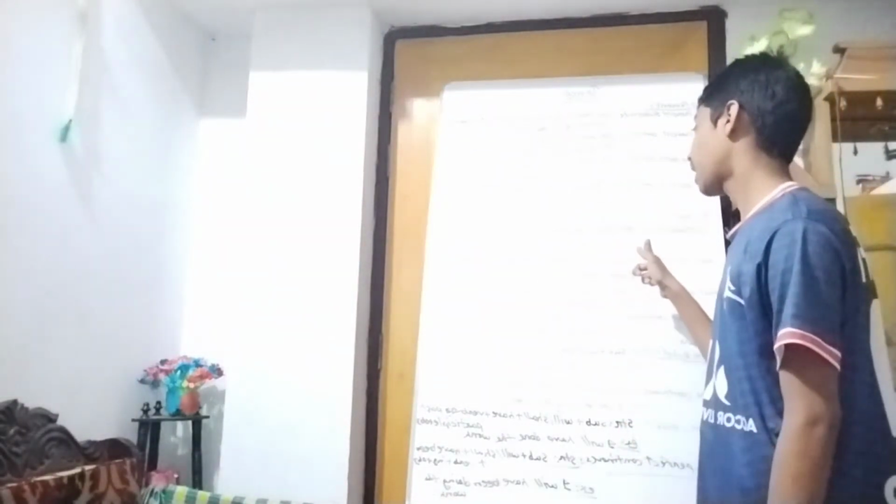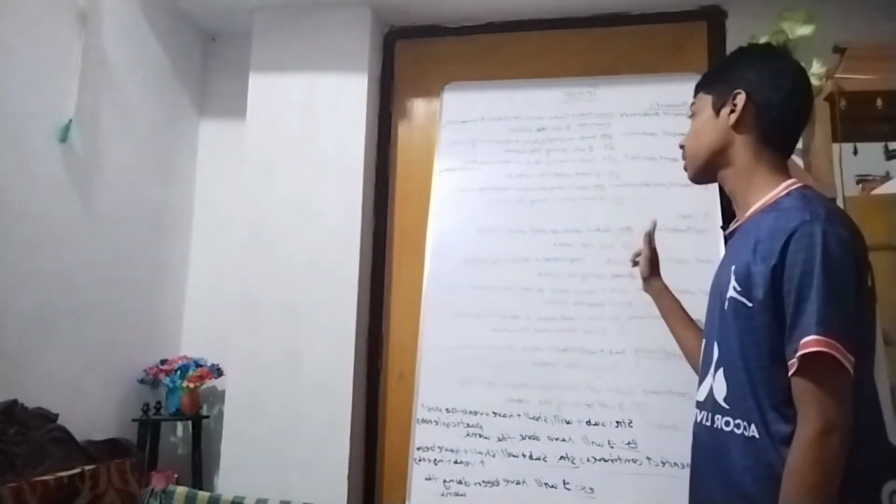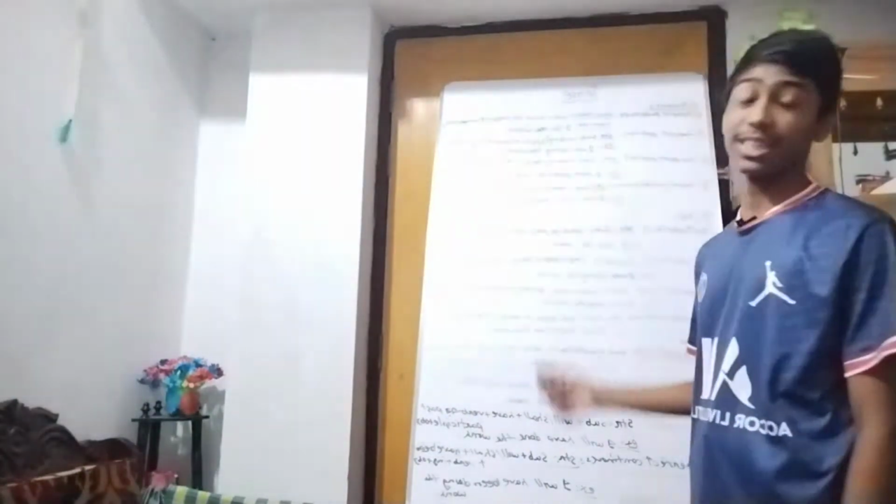So here we can see the example is I did the work. Here the subject is I, the verb is in past form, so we have used did for do, and the object is the work. And the next main aspect is past continuous.